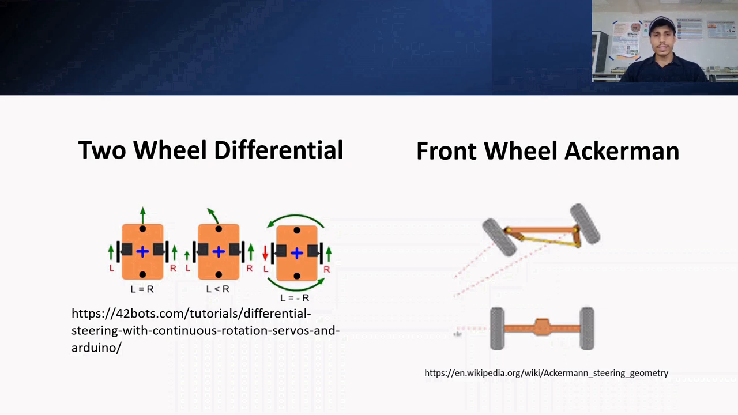Now if you see on the other side the front wheel Ackermann, in this system both front wheels steer at different angles to improve control and maneuver. This mechanism is widely used in passenger cars and race cars that we use daily because it allows for sharper turns and better handling at higher speeds. The angles are calculated to ensure that all wheels have a common turning point, reducing tire wear and improving stability during turns.